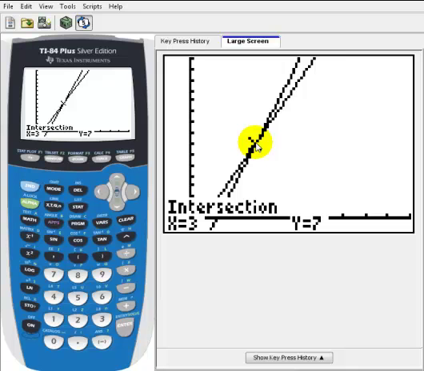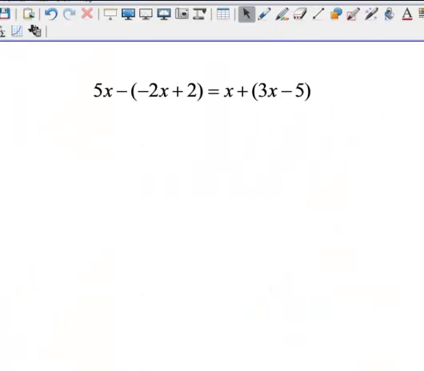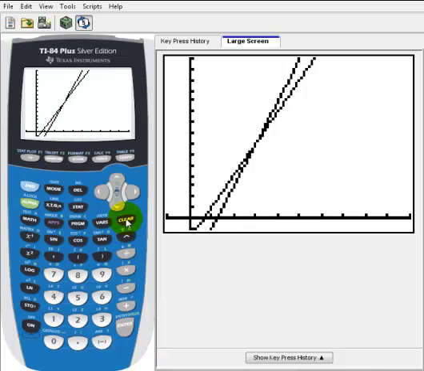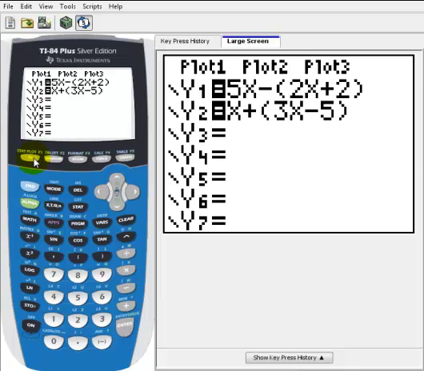Now, we can also solve this same equation. Let me minimize this so you can see the equation again. We can also solve this equation using the table feature of the calculator. So you can do that with graphs, calculating the intersection point, or you can take a look at a table of values. To start with, you start out exactly the same way. You have to enter the two sides of the equation in y1 and y2. And then this time we're going to go to table setup, which is second window.